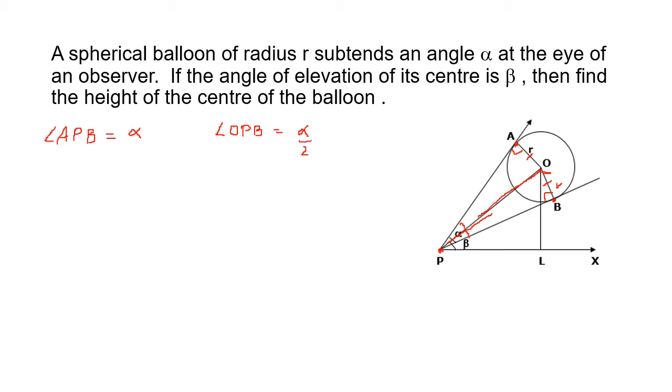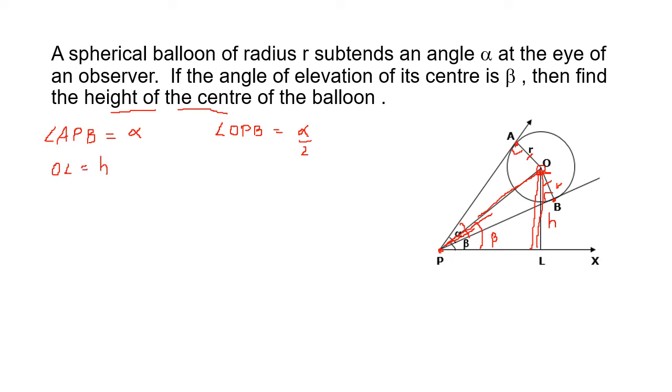Okay. Now this height OL, the height of the center, is what we have to find. The question asks for the angle of elevation of the center. From angle APB, this is angle alpha, and the center of the balloon is O. So the angle of elevation of point O from point P is beta. So what we have to find is the height of the center of the balloon, that is, OL, the height h. This is what we are supposed to find.